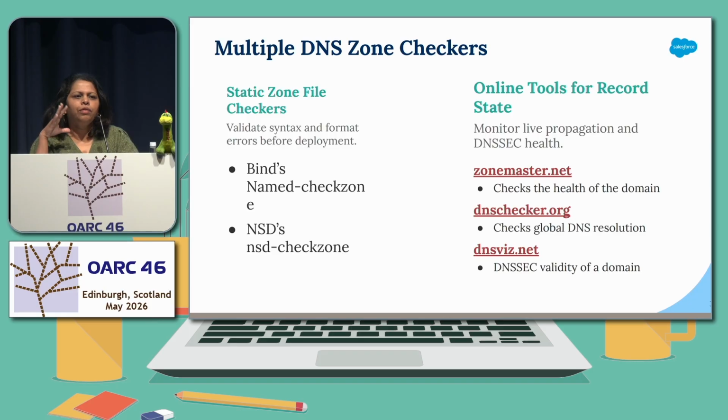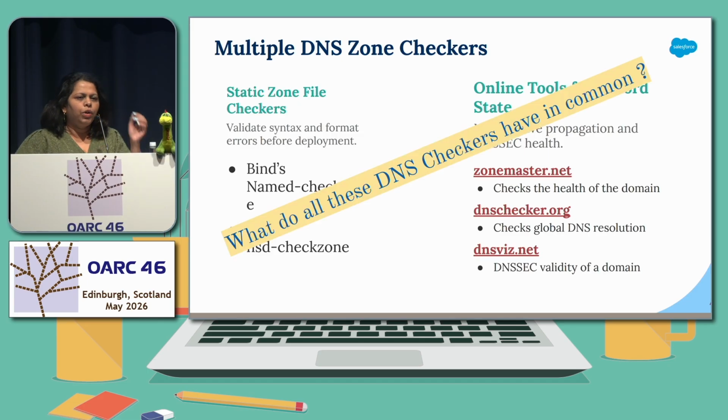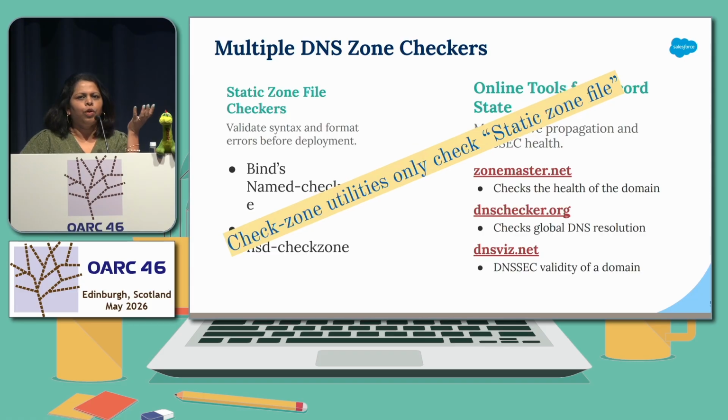So we are familiar with the existing zone file checkers. There are two types: static zone file checkers and online tools that check your zone content. But what do all of these zone checkers have in common? From our experience, we know that the static zone file checkers are mostly used for static analysis of your zone before you load it into your software. They capture any syntax error, format error, that sort of thing, whatever you catch in static analysis.